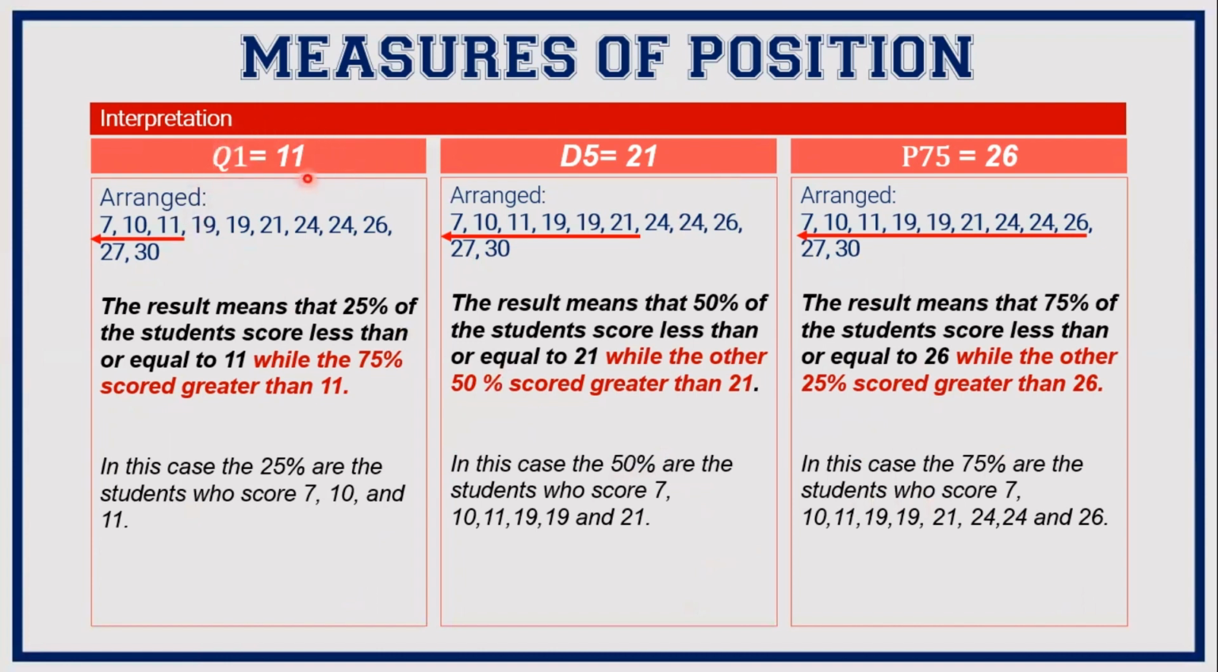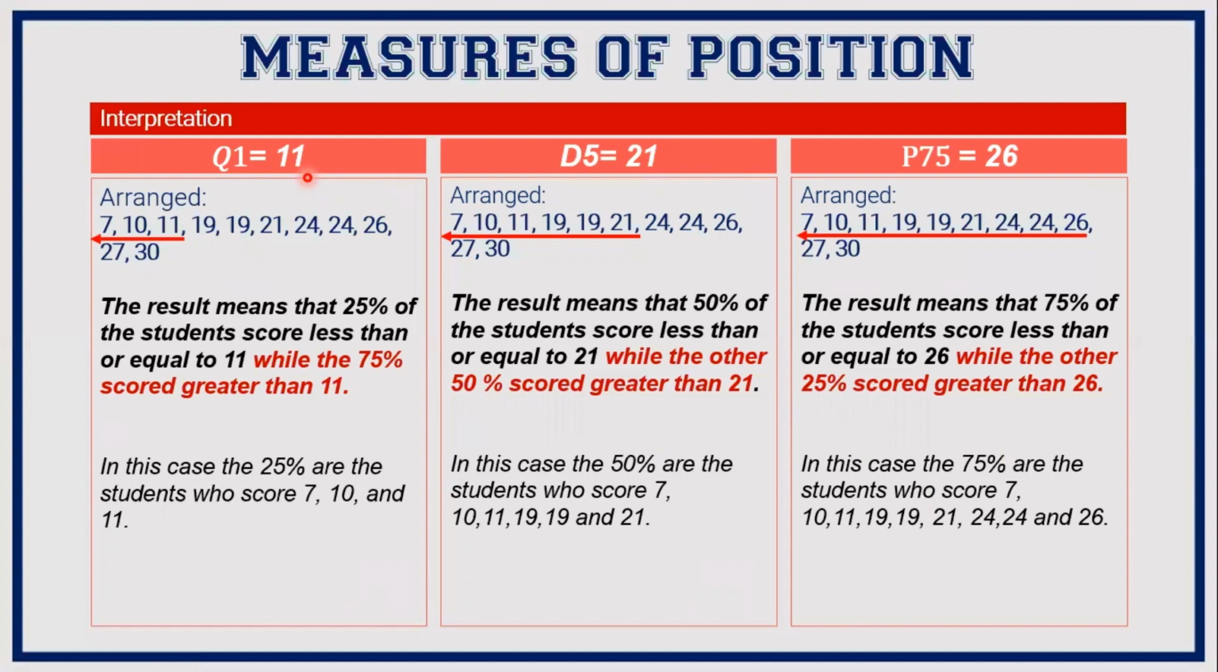So for the interpretation, in the quartile 1, we have our value of 11. So what does it mean by this? Just a while ago, we illustrated what it means when we get the quartile 1, the quartile 2, the decile 5, or the percentile 80. So now that we already solved and we have the values, let's apply that knowledge to interpret the data.